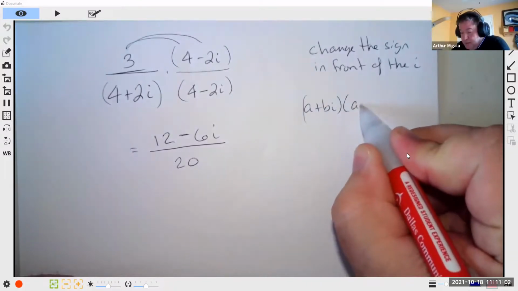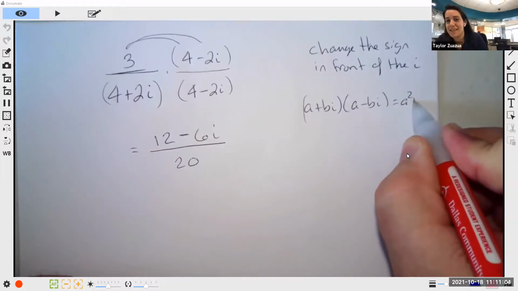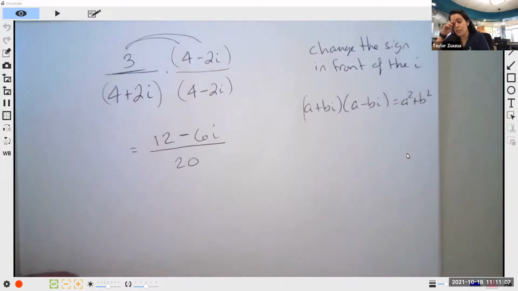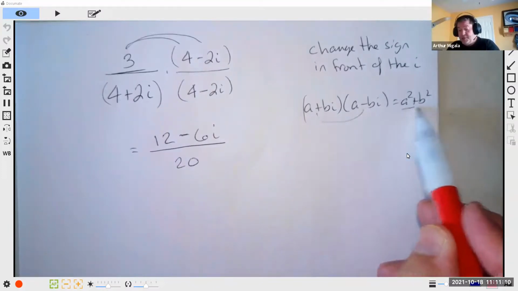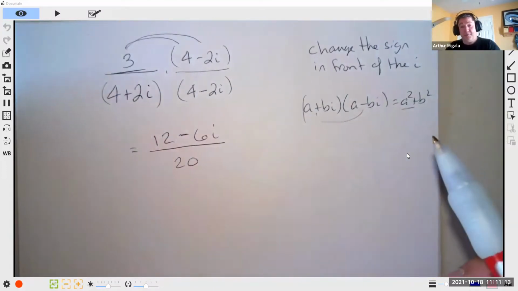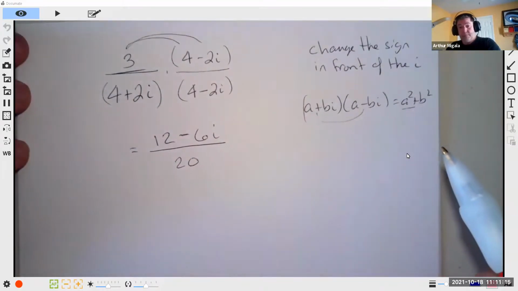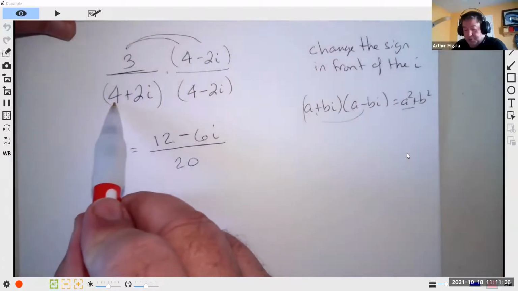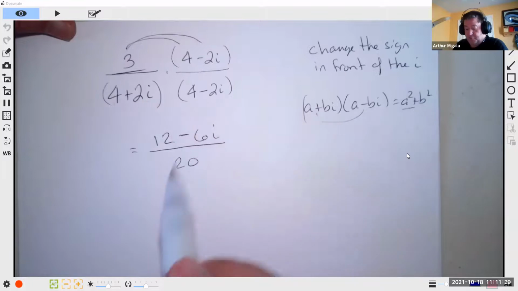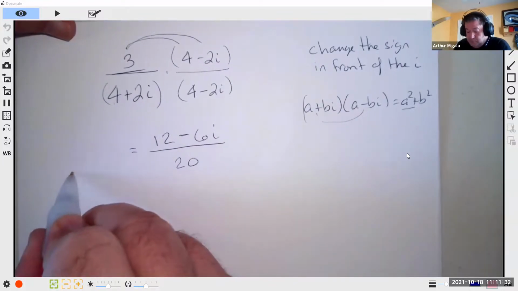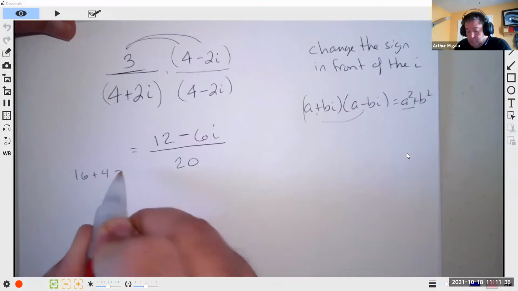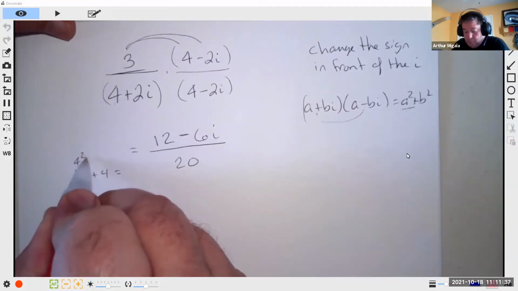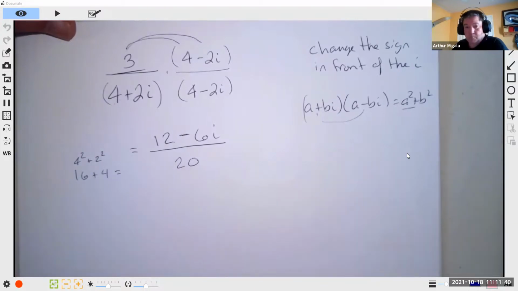Remember the shortcut we had? It was the same numbers, only different signs, so you just square the two numbers and add them together. a squared plus b squared. So 4 squared is 16, 2 squared is 4, 16 plus 4 is 20.